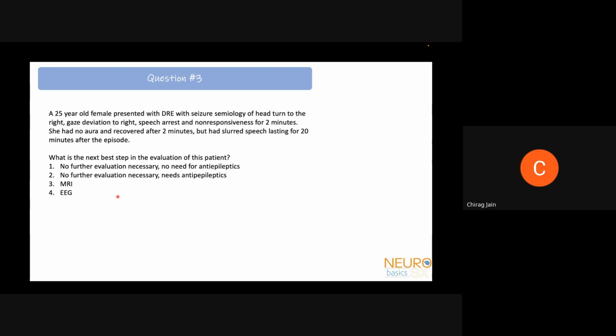The second question related to this is, what is the next best step in the evaluation of this patient? There's no need for further evaluation and no need for antiepileptics. There's no need for further evaluation and the patient needs antiepileptics. The patient should undergo an MRI, or the patient should undergo an EEG. Obviously the first and the second are wrong answers over here. The only confusion you can have is between an MRI and EEG. For a patient with a very obvious focal epilepsy, the first diagnostic technique would be an MRI.